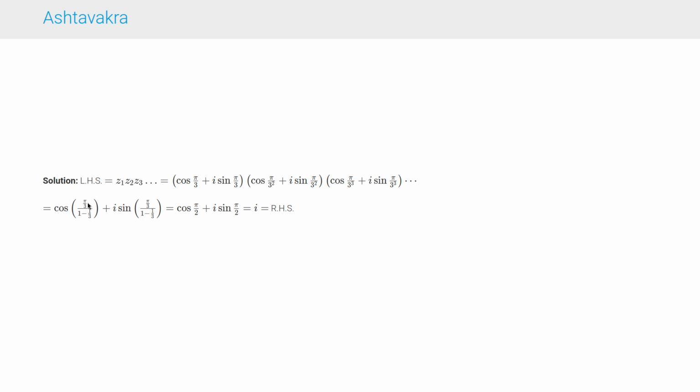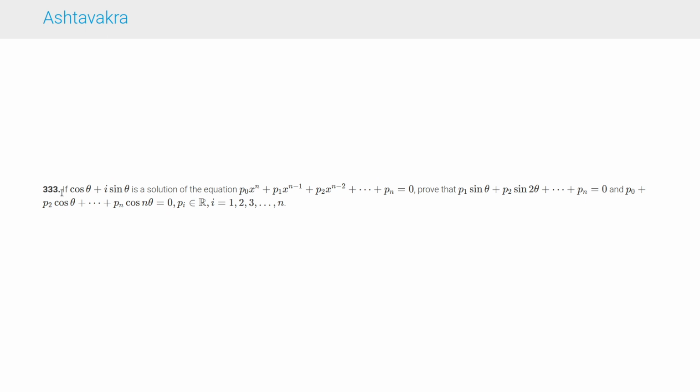So it becomes cos pi by 3 by (1 minus 1 by 3), that is 2 by 3. The denominator is 2 by 3. The 3 will get cancelled. It will become cos pi by 2, and similarly i sine pi by 2. So i sine pi by 2 will become i, and cos pi by 2 is 0, which is our right hand side.